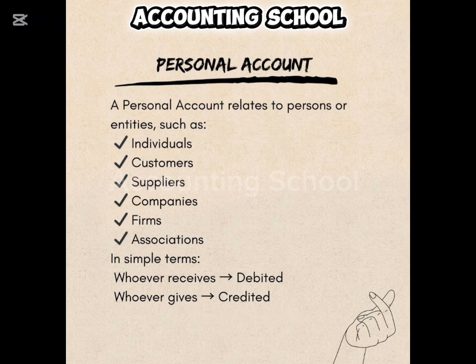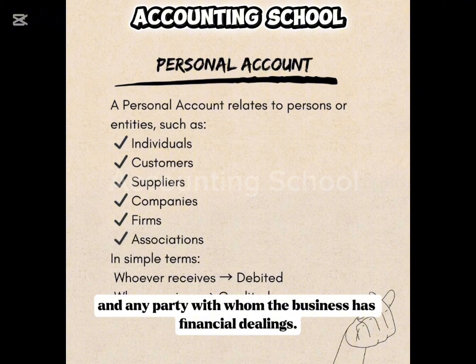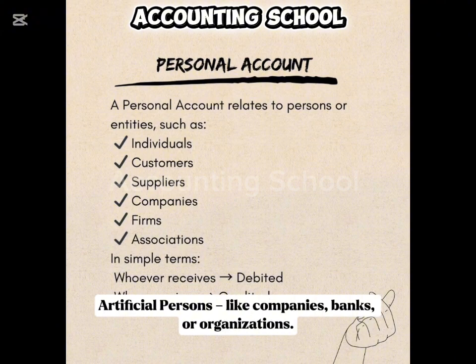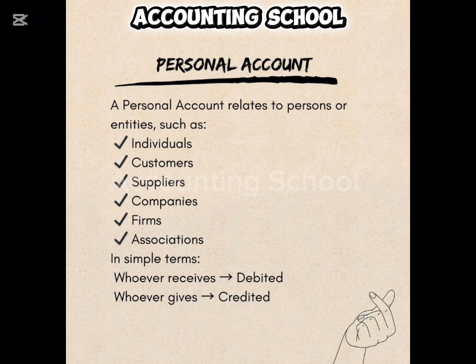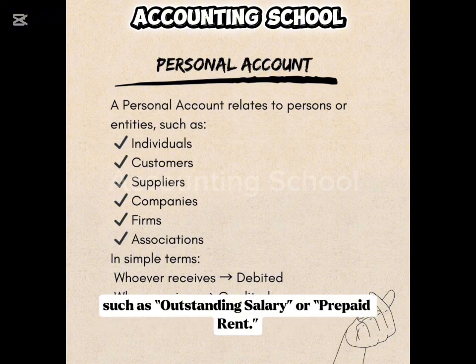Personal account. A personal account relates to individuals, firms, companies, and any party with whom the business has financial dealings. There are three types of personal accounts. Natural persons, like Rahim, Kareem, or any individual. Artificial persons, like companies, banks, or organizations. Representative personal accounts: accounts that represent a group of people, such as outstanding salary or prepaid rent.